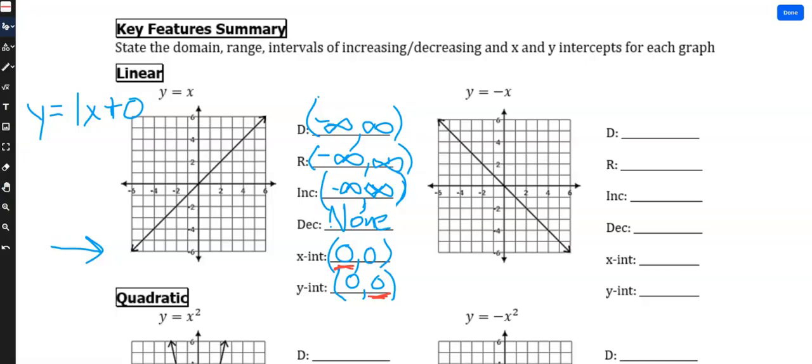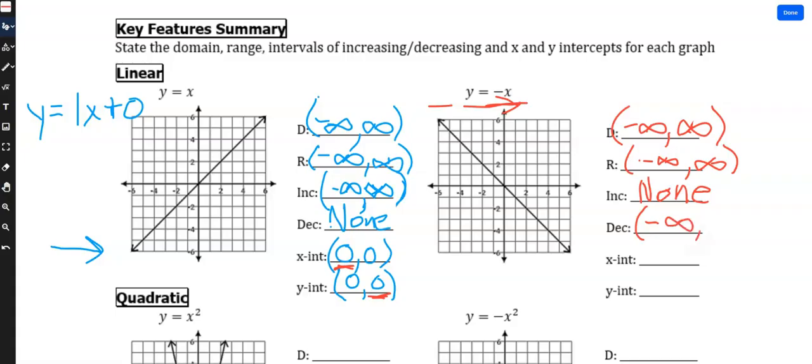Okay, next graph over, y equals negative x. So domain, smash the whole thing on the x-axis, negative infinity to positive infinity. Smash it on the y, same exact thing is happening, just like we've seen before in class. Increasing, none. None of that graph is increasing, right? Because as you move from left to right through the graph, you'd be going down, down, down, down, down the whole time, negative infinity to positive infinity. X-intercept, still 0, 0. Y-intercept, still 0, 0, because they both cross right through the origin.